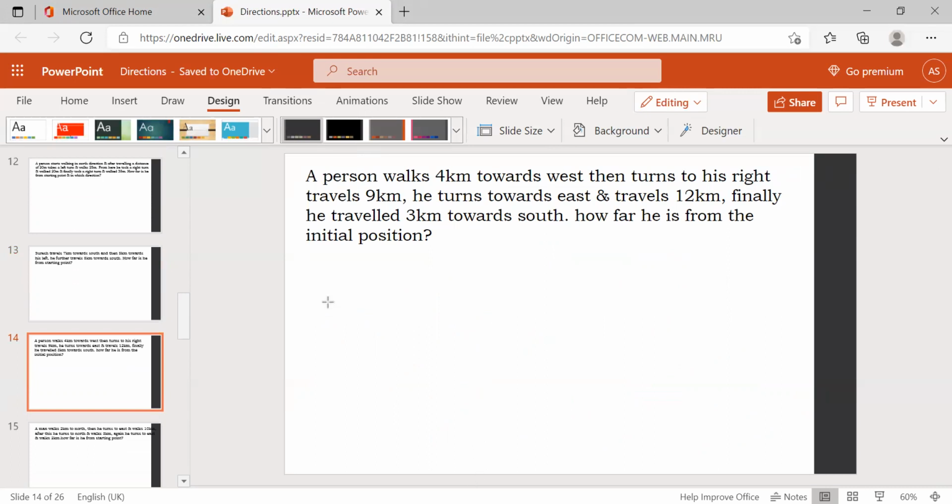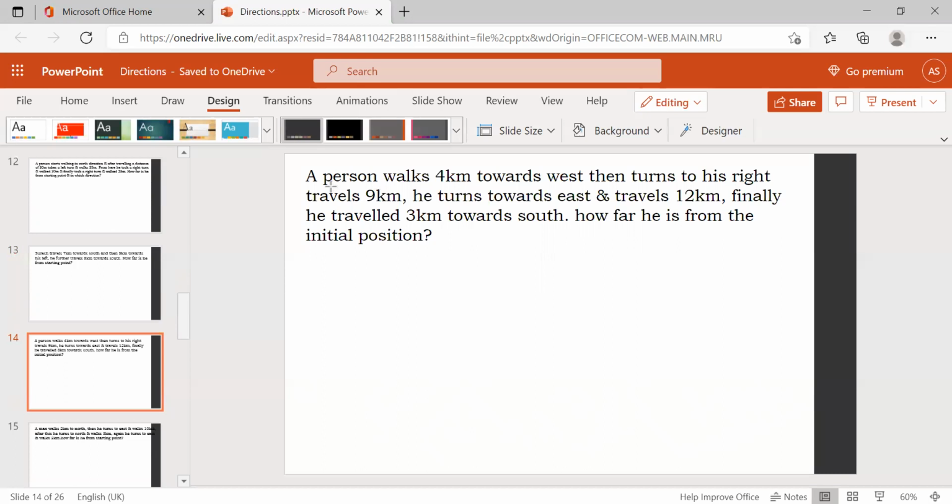A person walks 4 kilometers towards west, then turns to his right, travels 9 kilometers. He turns towards east and travels 12 kilometers. Finally, he travels 3 kilometers towards south. How far is he from the initial position? Same type of question. You can easily solve this.